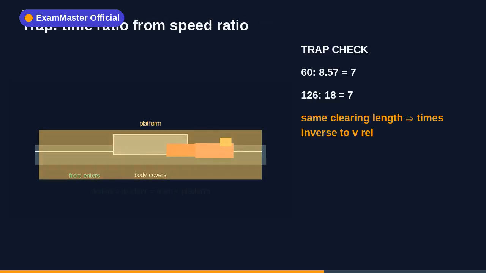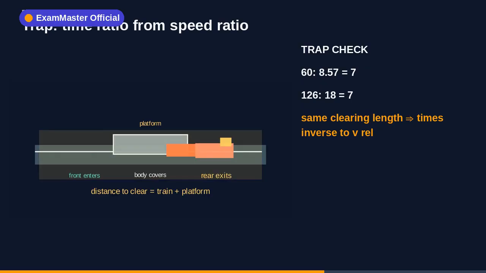Trap check. The ratio of the two answers, 60 to 8.57, is exactly 7, and so is 126 to 18. The clearing length never changed, so the times are in the inverse ratio of the relative speeds. Once you have one answer, the other is a single multiplication.